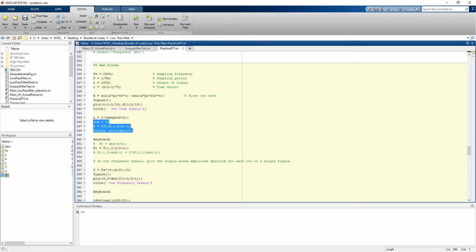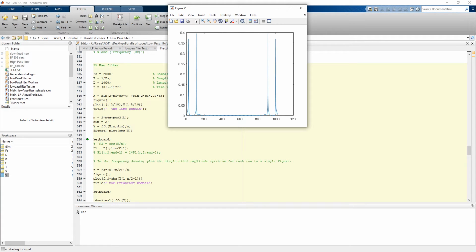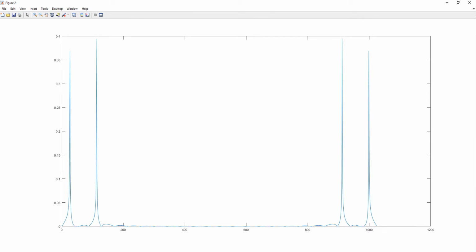And now one thing to note, let's run this program. If we do the FFT, we will find this kind of signal. The left side, to the peak, is for the real portion of the FFT, and the right portion is the imaginary portion of the FFT.